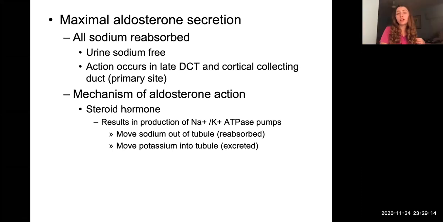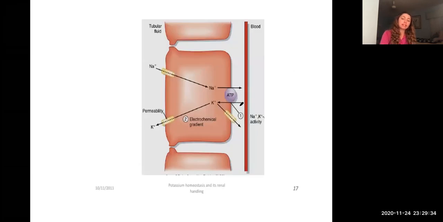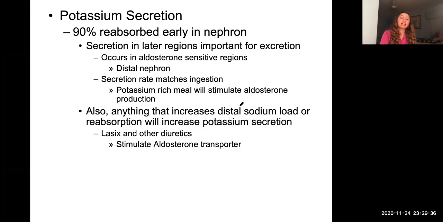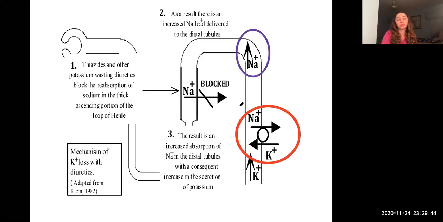So it's a steroid hormone, which results in production of the Na-K ATPase pump, where sodium moves out and either potassium or hydrogen moves into the tubule to be excreted. And like Emily said, most of it's reabsorbed early in the nephron. That's why this only requires 2%.